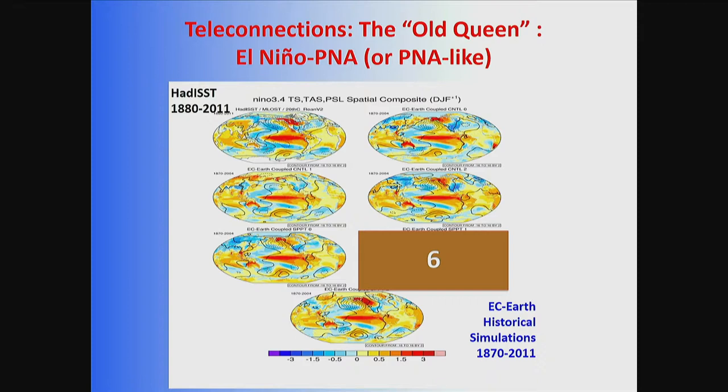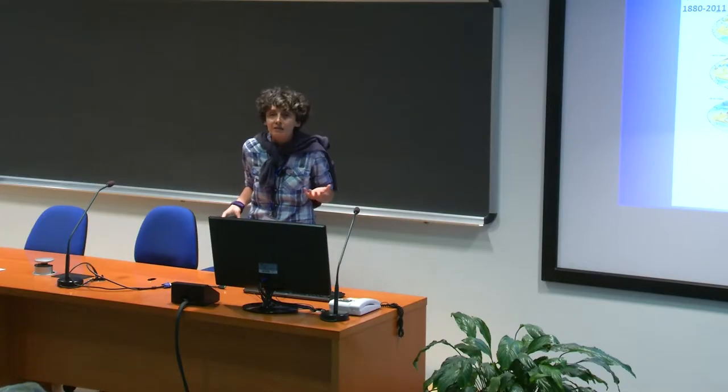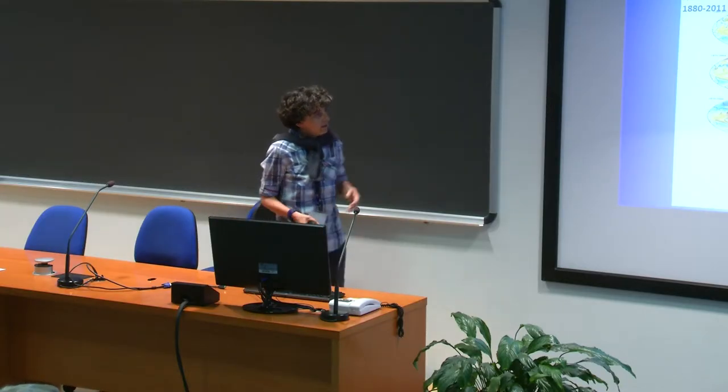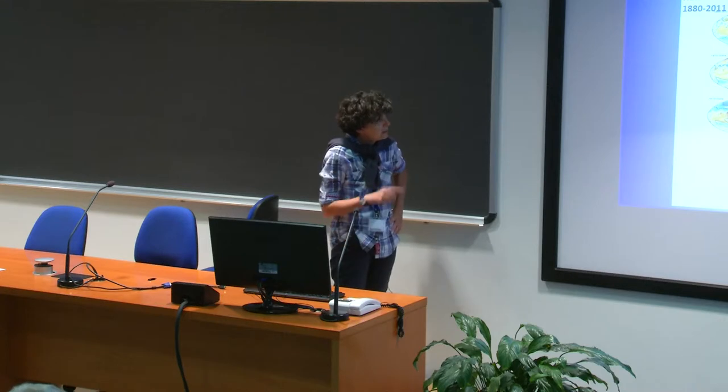So my point is what we should expect in terms of reproducibility. What is the natural variability? Is the natural variability in 130 years of observation well sampled, or is there something more? Or rather, are the models exhibiting too much variability? Are they too sensitive to something that we don't know? This is one initial point, about this El Niño-PNA teleconnection.